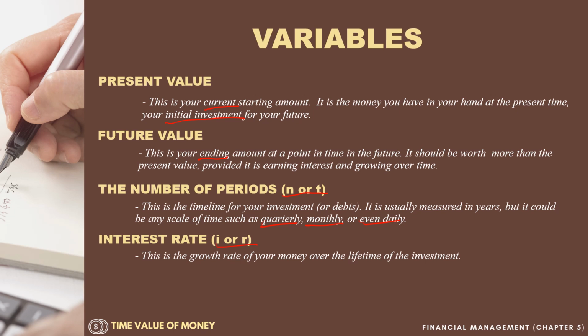Now, the interest rate, that is I or R. This is the growth rate of your money over the lifetime of the investment. This is where your money earns from, the interest rate. This is the growth rate of your money.